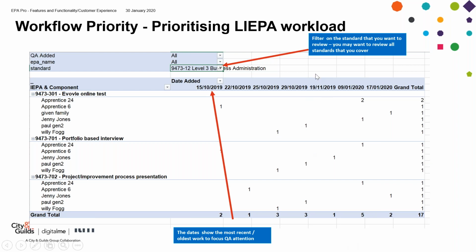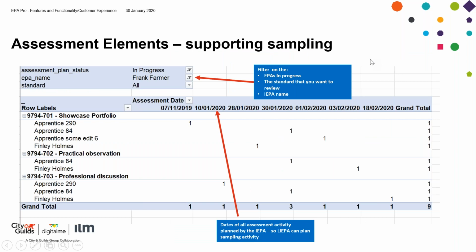Okay, we'll move on then. So this is the snappy title of the workflow priority report. The second report is the assessment elements. It looks very similar. What we envisage this will do is to support your sampling strategy. It's actually a different tab on the same report.